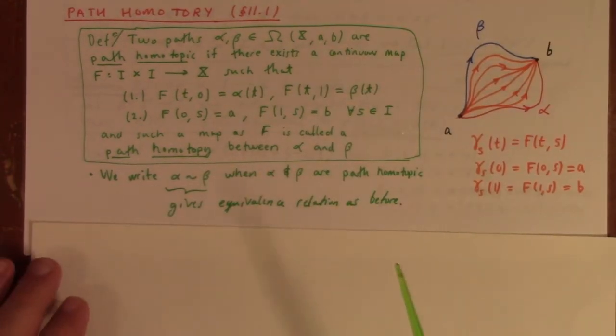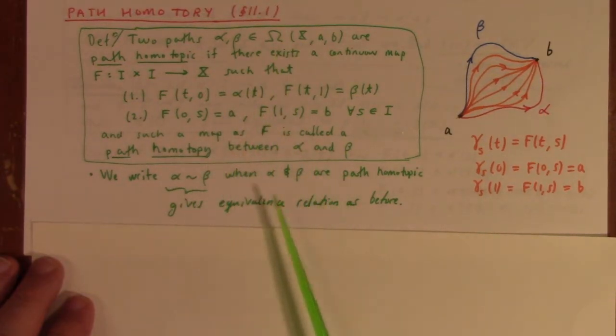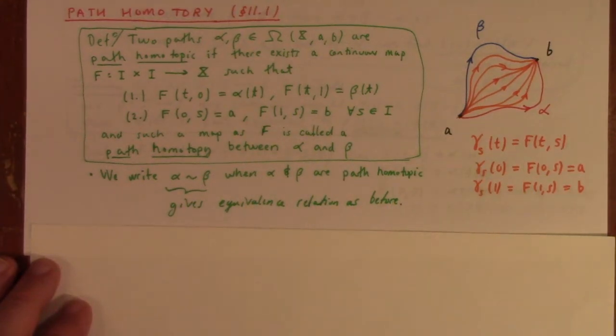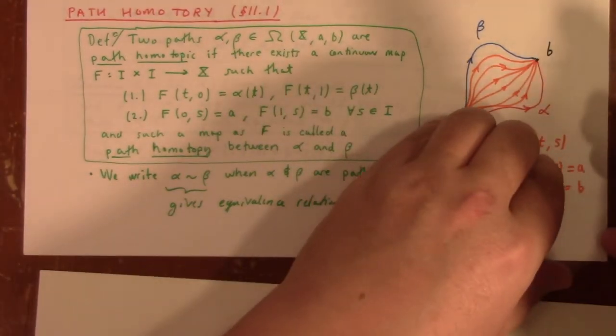Again, we can talk about this homotopy giving us an equivalence relation, and the proofs that we almost did before will pretty much transfer through nicely. So it is a genuine equivalence relation, path homotopy.